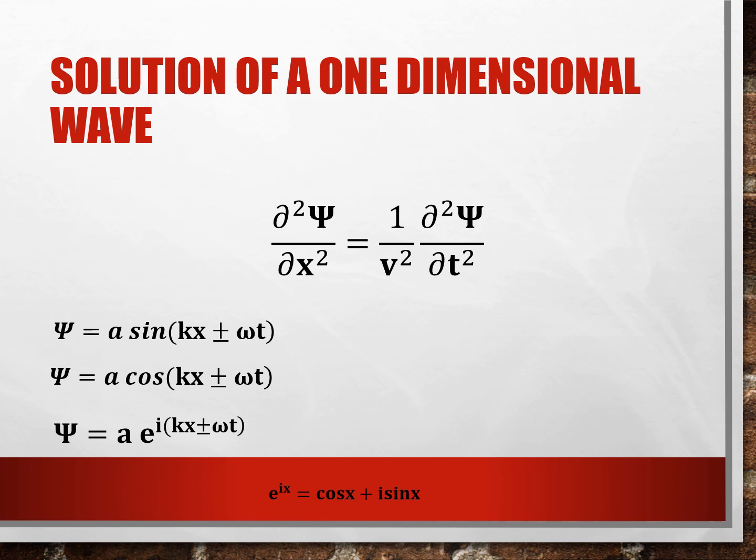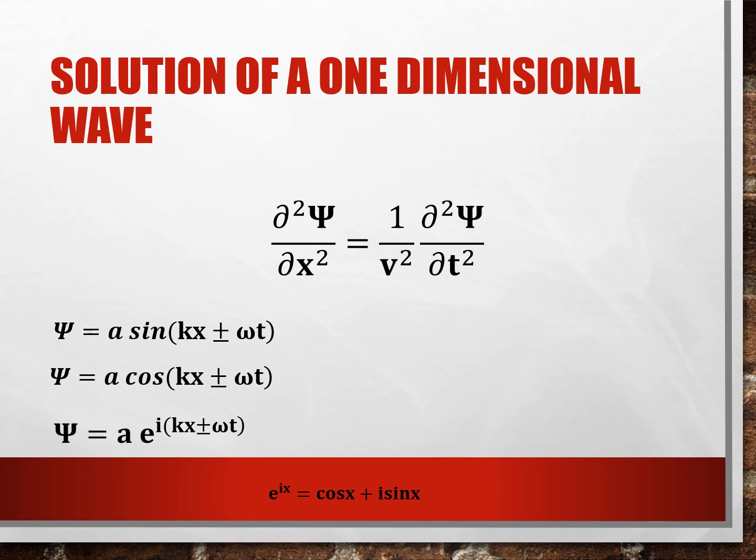Solution to a one-dimensional wave equation is represented as psi is equal to A sin(kx plus or minus omega t). Here k is our wave vector whose magnitude is k is equal to 2 pi by lambda. k is also called propagation constant. Omega is the angular frequency of the wave and A is its amplitude. Psi is equal to A sin(kx plus omega t) represents a wave propagating in the negative x direction, whereas psi is equal to A sin(kx minus omega t) represents a wave propagating in the positive x direction.